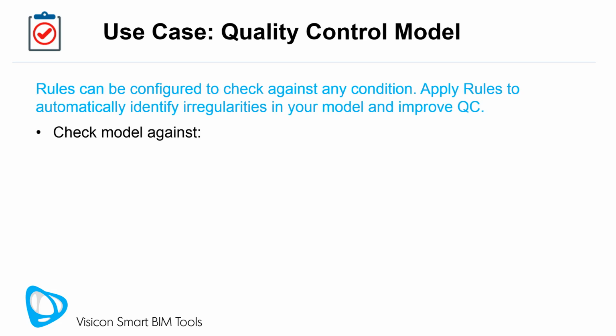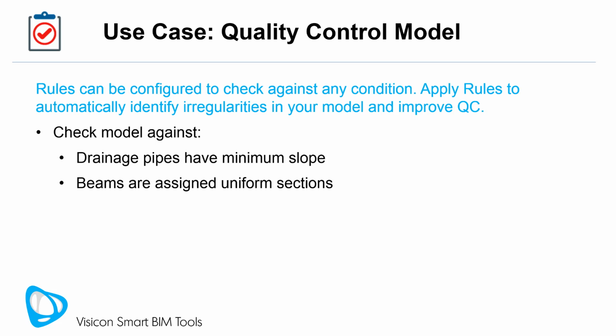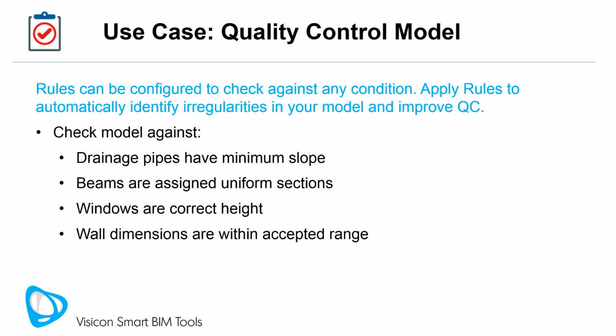Rules can also be configured to check against any condition, not just identifying component properties. Apply these rules to automatically identify irregularities in your model and improve quality control. Example use cases for quality control of a model include checking to make sure drainage pipes have minimum slope, that where expected beams are assigned uniform section properties, windows have been modeled with a correct height, wall dimensions are within an acceptable range, or identify slender structural elements that may require a more detailed review.